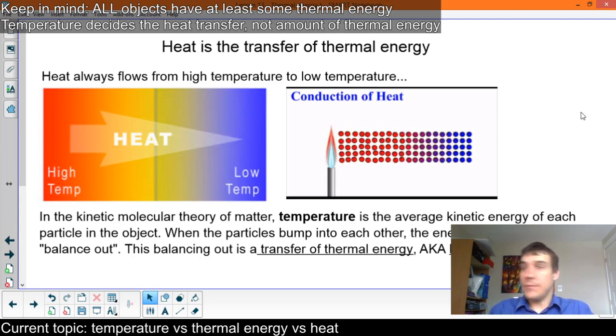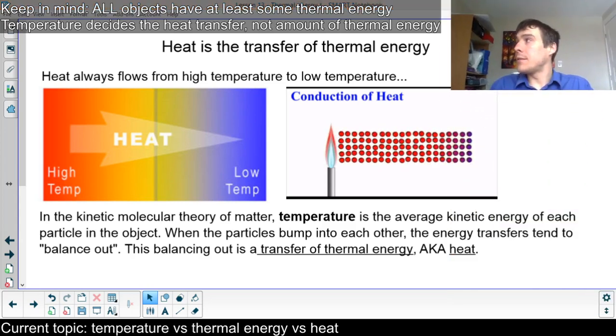Here's a picture, or a GIF, I guess, of heat transfer, and you can see temperature and thermal energy together. This chemical reaction is turning chemical energy in the gas that it's burning into thermal energy. We call that waste heat. And that thermal energy is making random wiggly motions in those particles. It's shaking up the particles. The more they shake, the higher their temperature. Temperature is the average kinetic energy of each particle in the object.